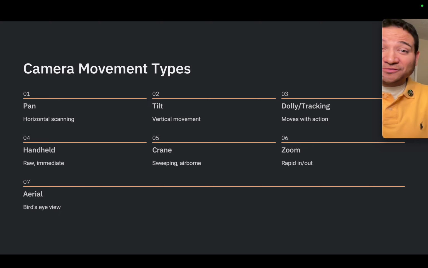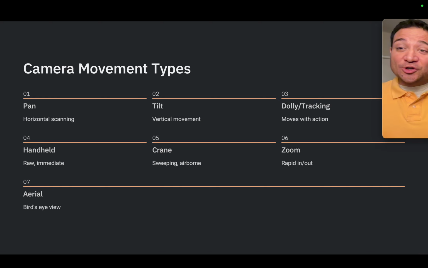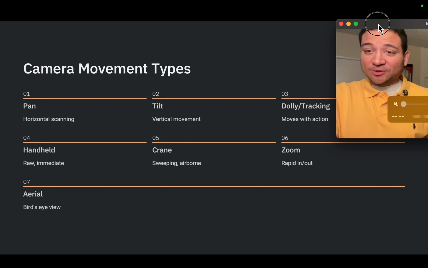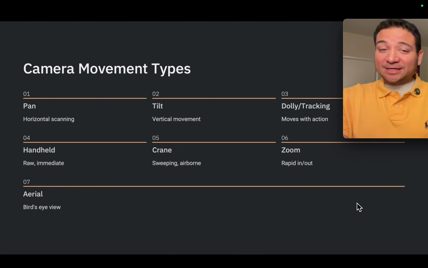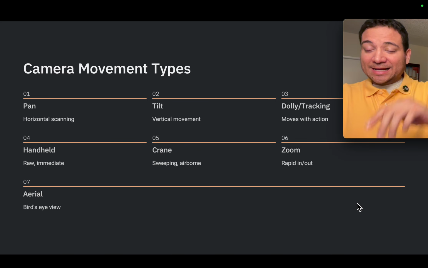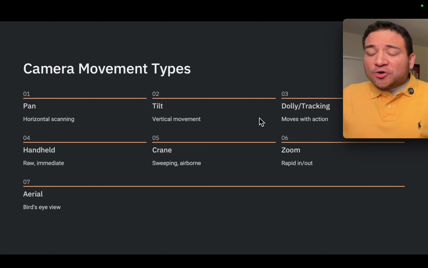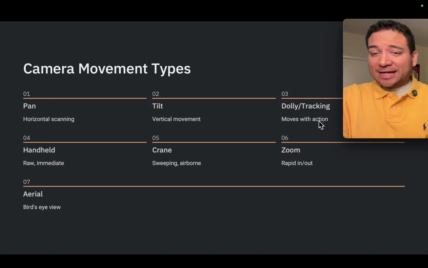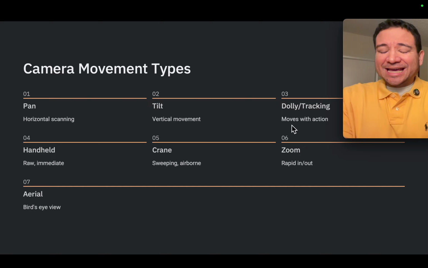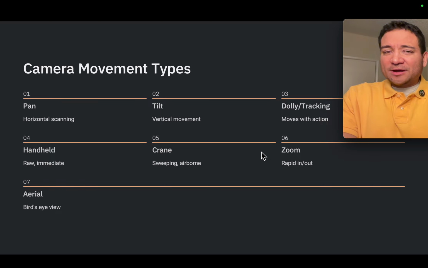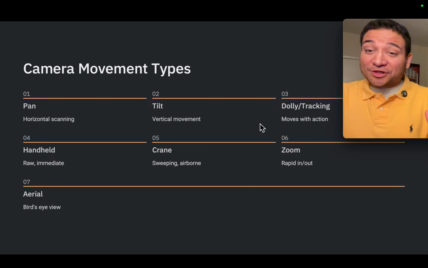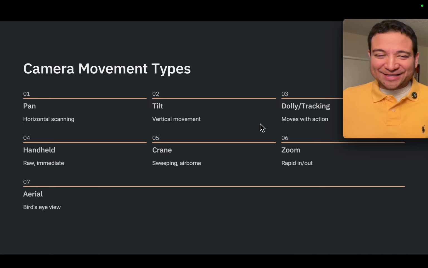Now, a little bit of different camera movement types that directors use. One is panning, which is when there's horizontal scanning. A tilt is vertical movement. And whenever directors use a dolly to move with the action, they track the action with a dolly. That is something that Steven Spielberg does a lot, and his shots are very characteristic of his, using tracking and using the dolly to move with the action. That's so Steven Spielberg that comes to mind.